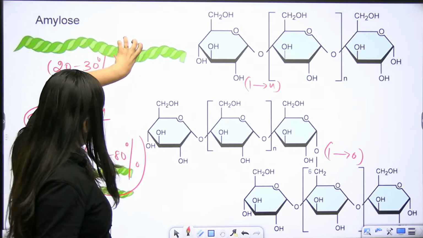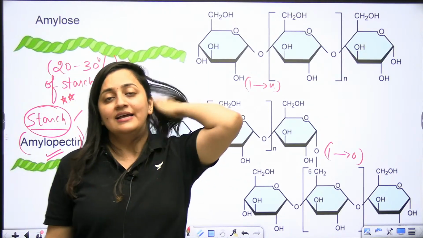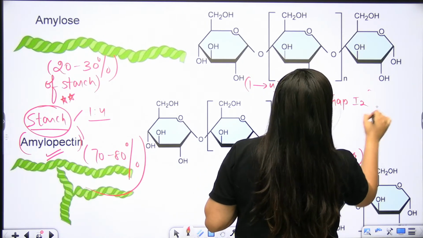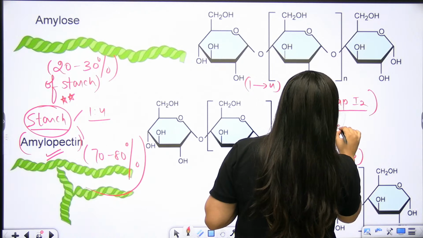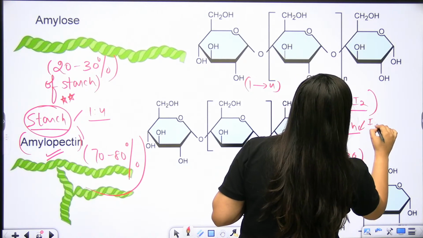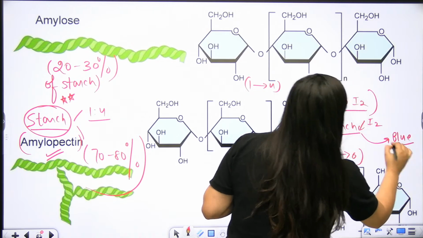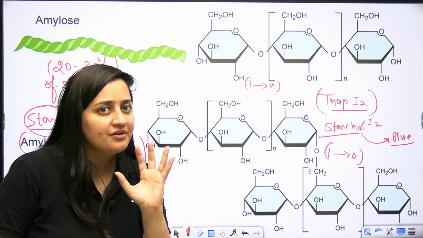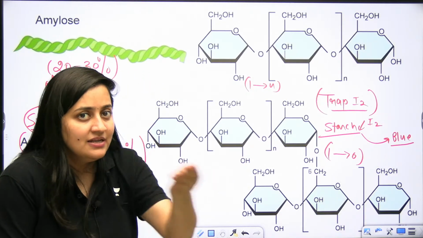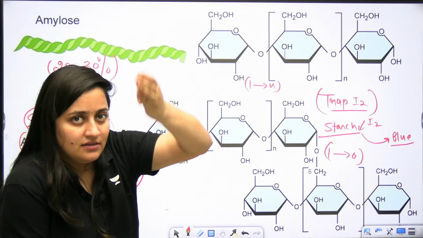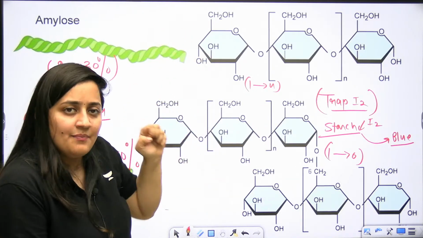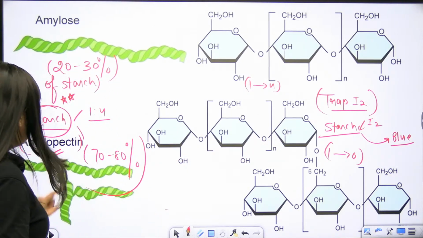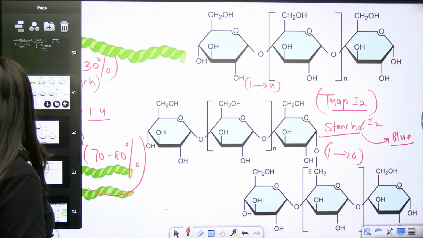Because amylose is helically arranged, it can trap the iodine molecule. That is why in the presence of starch, when we add the iodine, what type of coloration will be there? Blue coloration. It is the amylose which will give blue coloration. Amylopectin is still going to give red coloration. How is it possible? Because amylose is helically arranged, it can trap the iodine molecule and it will give the blue coloration. Clear? That is a very important question.